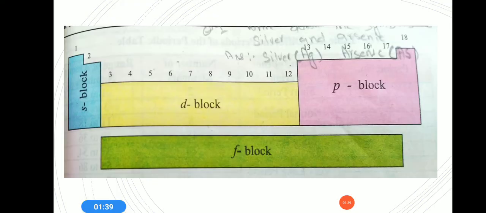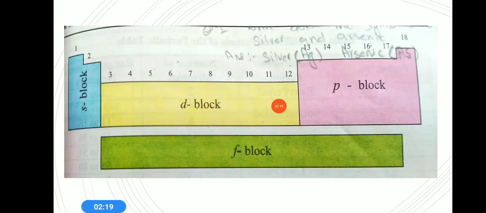Here in this picture you can see how the periodic table is classified into blocks. Group number 1 and 2 are the elements which have the last electron in the S subshell, so this block will be called S block. Groups 3, 4, 5, 6, 7, 8, 9, 10, 11 and 12 are classified as D block because their outermost electron, or the valence electron, or the last electron is present in the D subshell. So these elements are in D block.